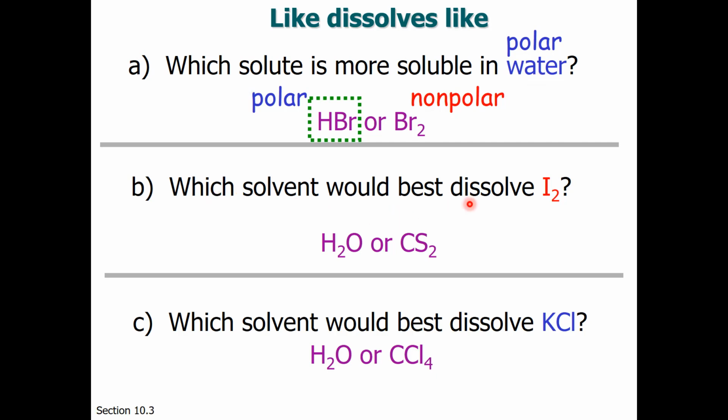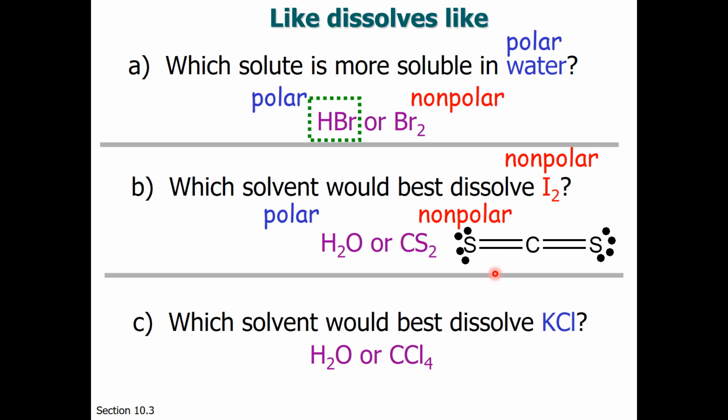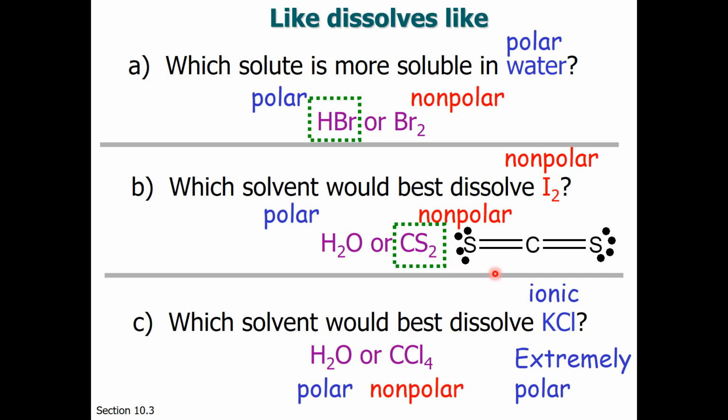Which solvent would best dissolve iodine? Iodine is nonpolar. Water is, of course, polar. Carbon disulfide, shown here, is like carbon dioxide, except with sulfur, and it turns out to be a nonpolar solvent. So nonpolar goes with nonpolar. Which solvent would best dissolve potassium chloride? Potassium chloride is ionic, so we might want to call that superpolar. Water is polar, carbon tetrachloride is nonpolar, so potassium chloride will dissolve better in water.